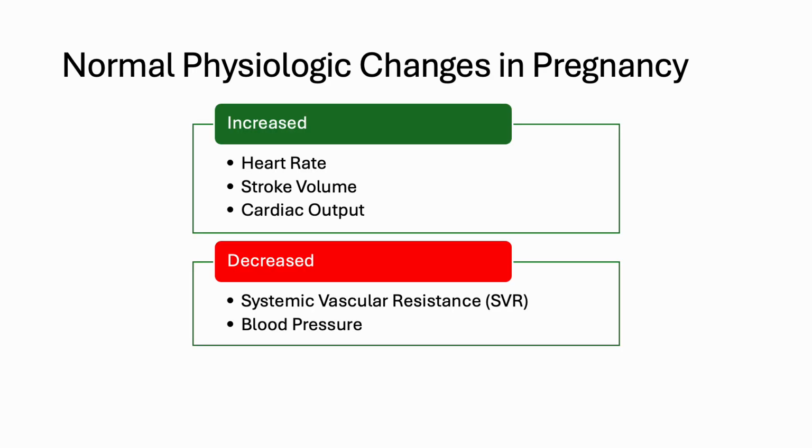Normal physiologic changes with that, we are going to think hyperdynamic circulation. So we're going to increase our heart rate, our stroke volume, our cardiac output, because we're creating a human right now. And we're going to decrease our systemic vascular resistance to help facilitate getting that cardiac output out. And we are also going to decrease our blood pressure a little bit, and all that is primarily going to occur because we're going to have all these hormones floating around the body like progesterone.